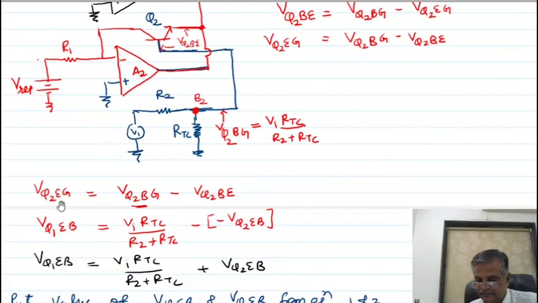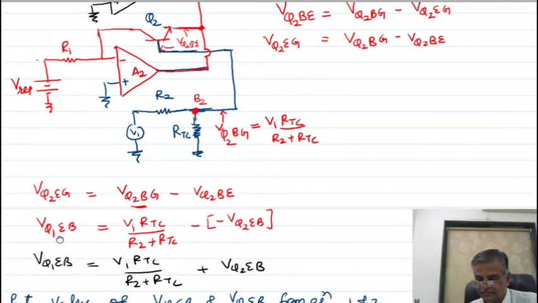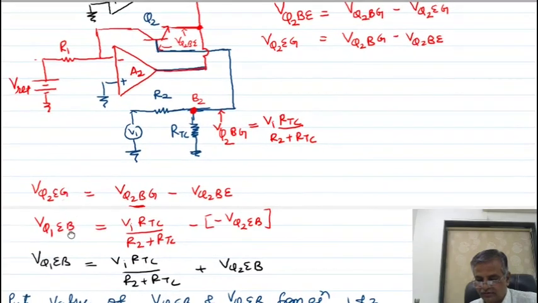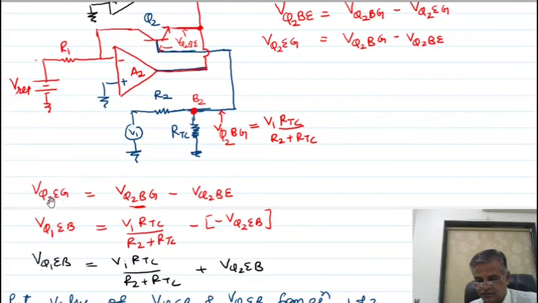So therefore I have written like this. Look here, instead of ground I have written base. Instead of Q2 I have written Q1. This is the input voltage at the base B2, and this interchanges the position, so a minus sign is introduced. You have to introduce a minus sign when you interchange the position.